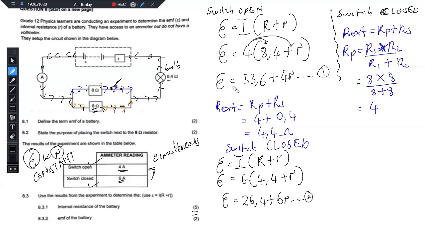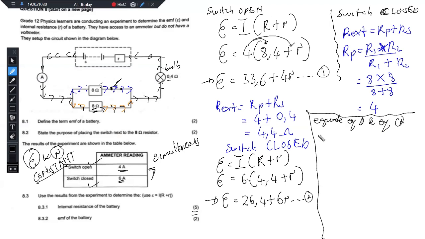Since both equations have E as the subject of the formula, and E is always constant, the E when the switch is open and the E when the switch is closed is the same. That means we can equate equation number 1 and equation number 2. For a simultaneous equation, once you are able to generate equation 1 and equation 2, you are done. It's just a matter of equating the two. So equation 1, 33.6 plus 4r, equals 26.4 plus 6r.